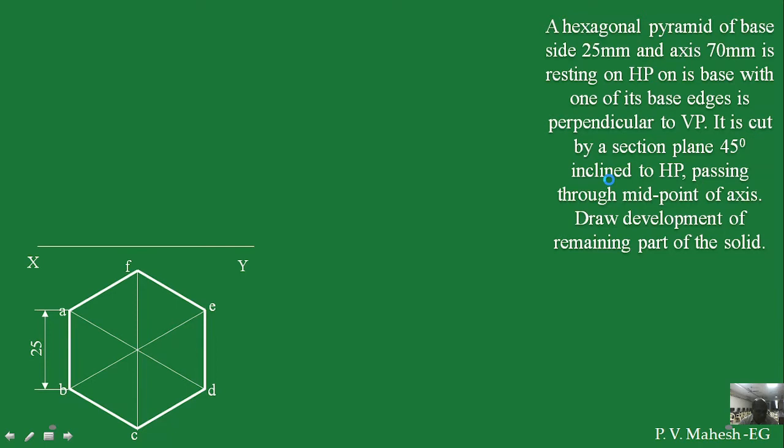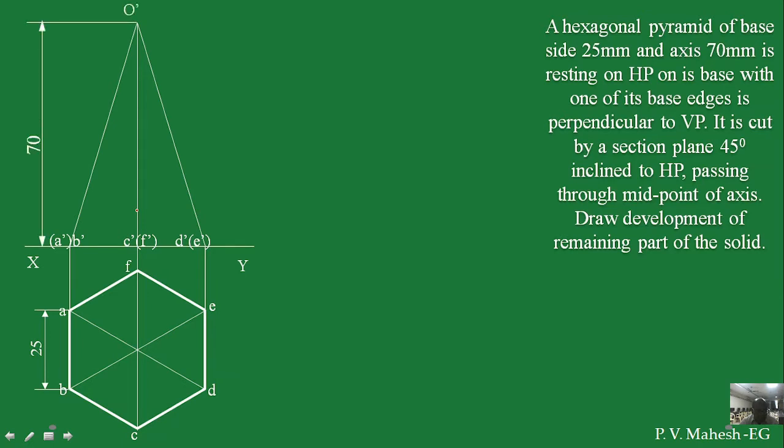If we join all the corners, I will get the axis. If I drop all the projections from all the points, I will get A, B, C, D, E, F. Now I have to find the axis. The axis is passing through this point, which is below this edge, so since the axis is below this edge, we are not showing the axis, we are showing only the edge. Now what is the height? Height is 70 mm, and the apex is O dash.